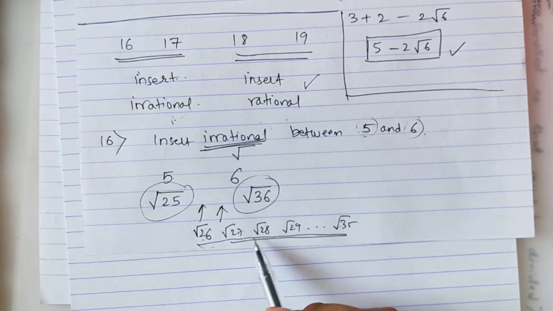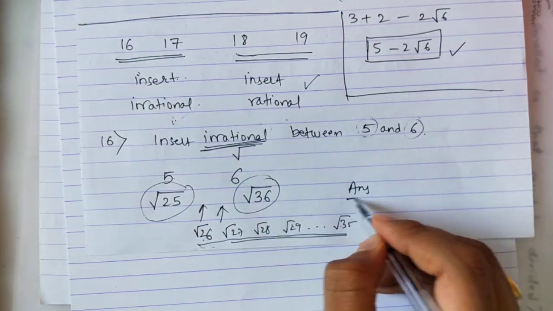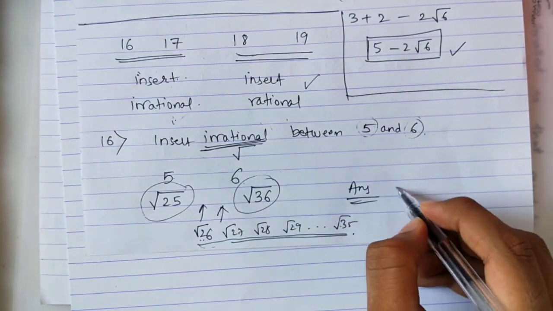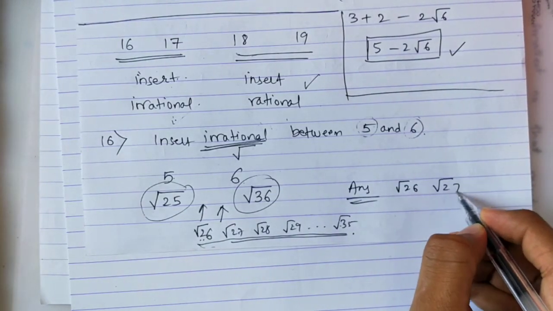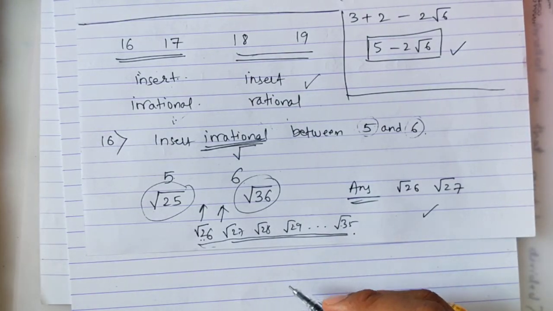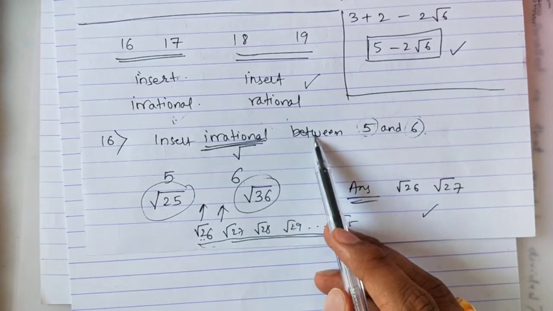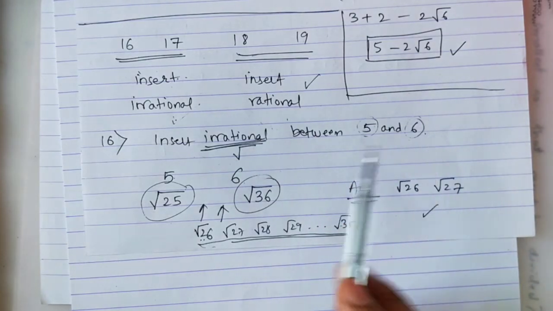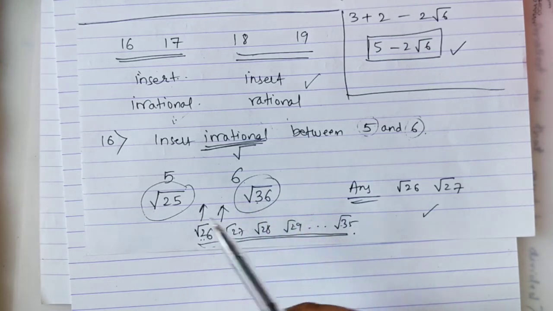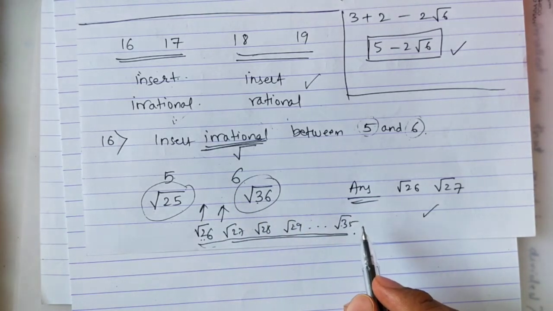We have inserted. So your answer can be, you can write any two numbers from this range, root 26 to root 35, any two numbers. For example, I'll write the first two, root 26 and root 27. This is my answer. I have inserted two irrational numbers between 5 and 6. How I did? First I wrote them in square root form and then I inserted randomly the numbers between them.